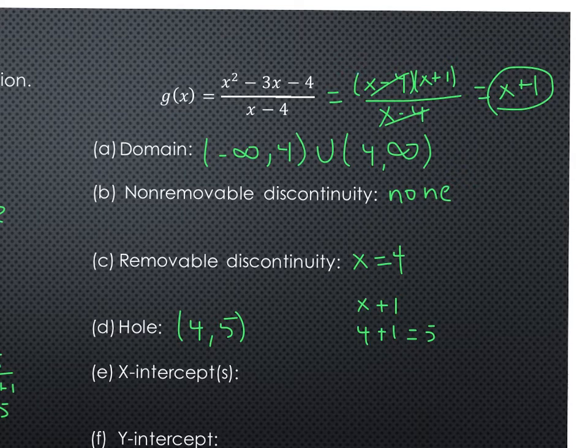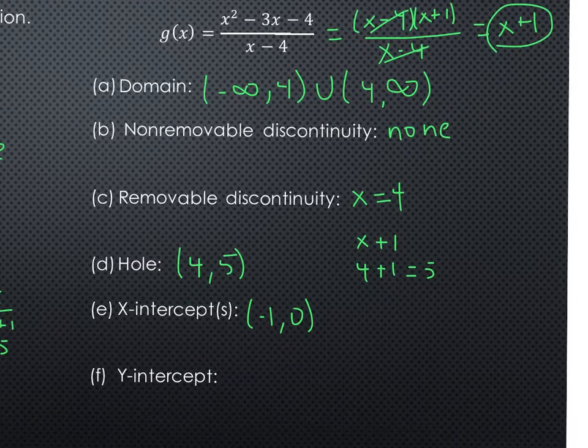X-intercepts, remember, for x-intercepts, we're going to set the numerator equal to 0. If I set x plus 1 equal to 0, we do have an x-intercept of -1, 0. For the y-intercept, remember, I replace all the x's in the original problem. So 0 squared minus 3 times 0 with a 0, and then simplify.